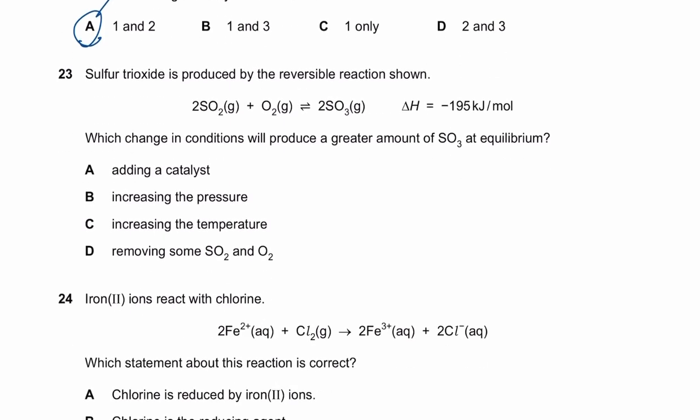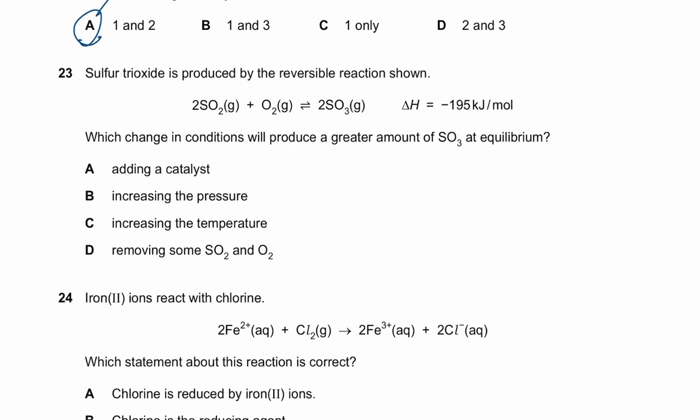Moving on, sulfur trioxide is produced by the reversible reaction shown. Which change in conditions would produce a greater amount of SO3 at equilibrium? Adding a catalyst does not change the position of the equilibrium. It just speeds up the rate of the reaction, right? Increasing pressure. Increase in pressure favors less number of moles of gas, and we've discussed all the whys. Less number of moles of gas are on which side? Here you have 3 moles of gas, and here you have 2 moles of gas.